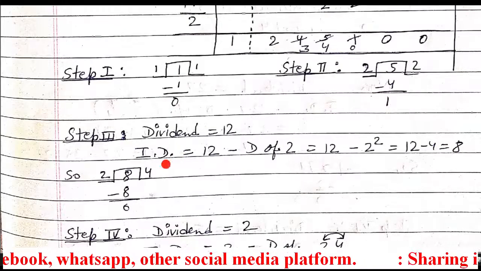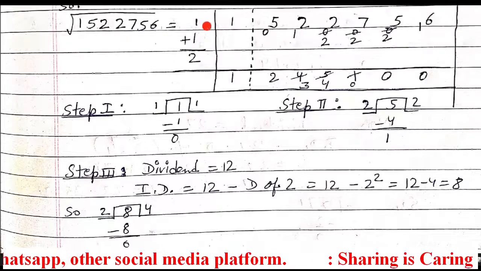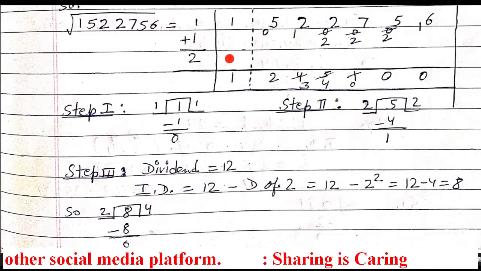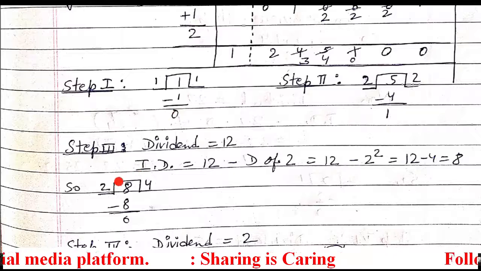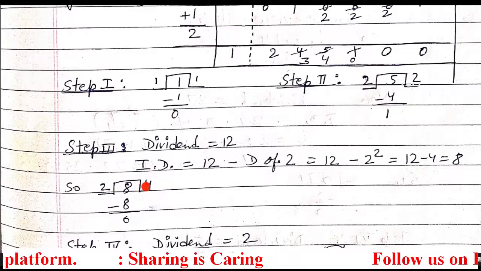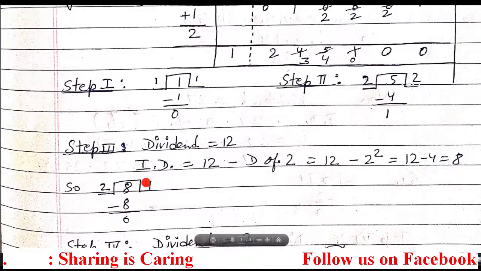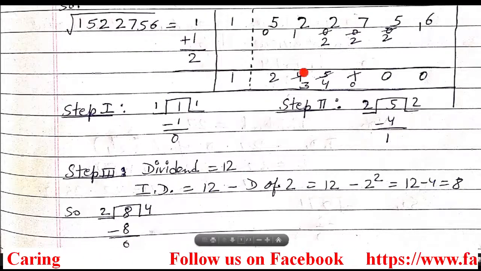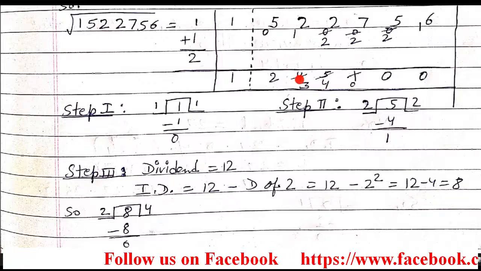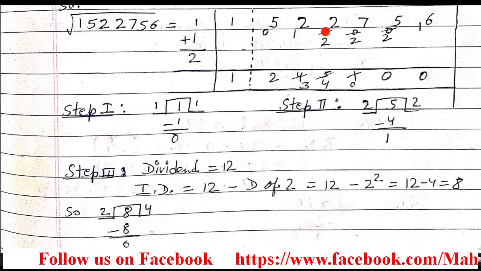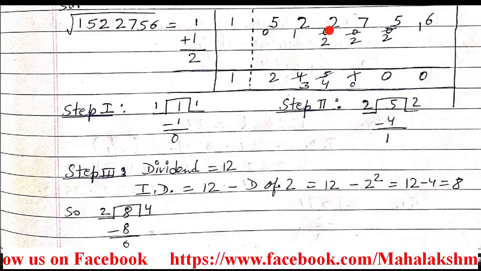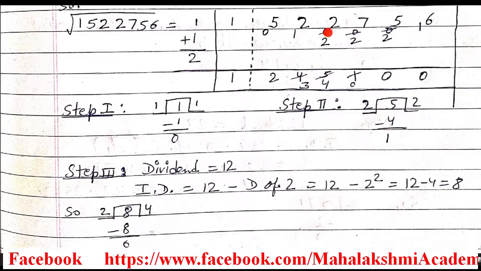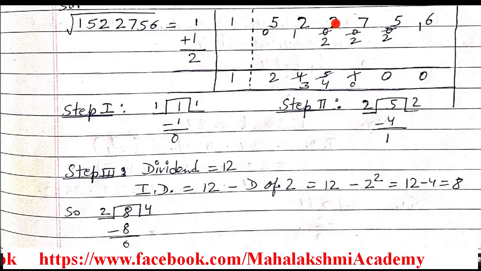Now we'll divide this 8 by the same divisor which we wrote in the table, that is 2. So 8 will divide by 2, so we will obtain 4 and 0. So 4 is quotient and 0 is the remainder. So we will enter in the table 4 is the quotient here and 0 is the remainder. Now here the dividend is 0, 2, that is 2.